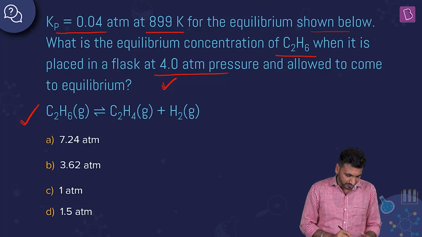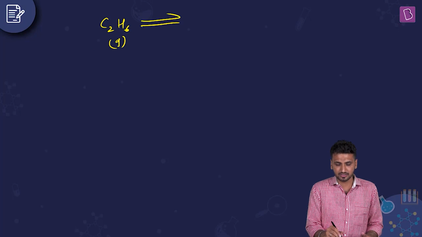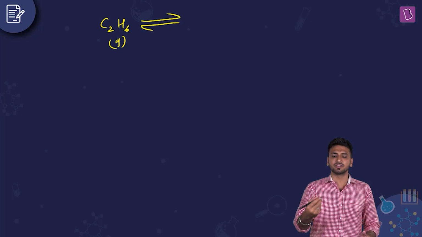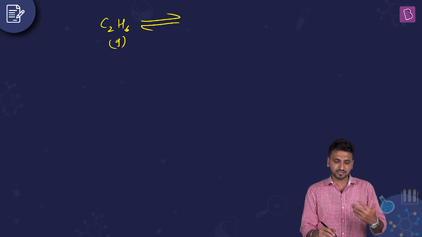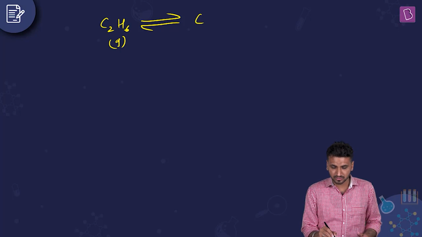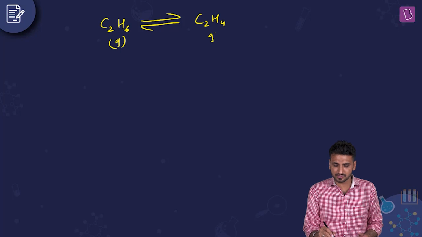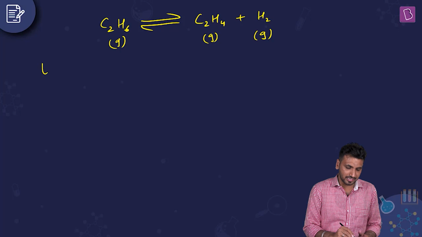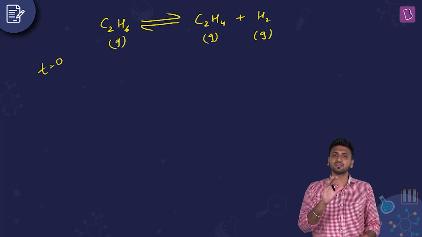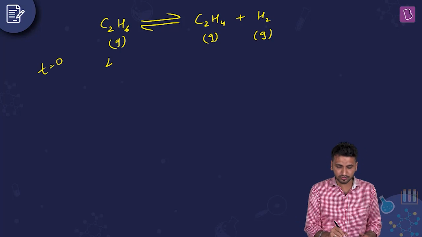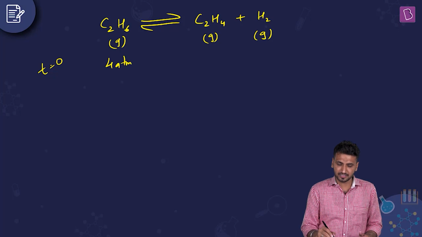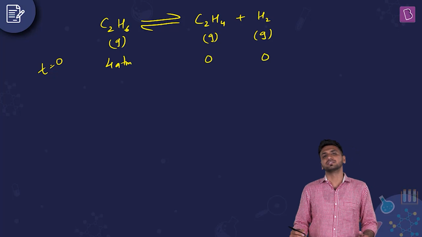If I write this data, you have C2H6 ethane, and then the sign of a reversible reaction, since equilibrium always comes in a reversible reaction, converting into C2H4 gas and hydrogen gas. Initially, at t equal to 0, I have only ethane gas, so the pressure was 4 atm, and ethene and hydrogen were 0.